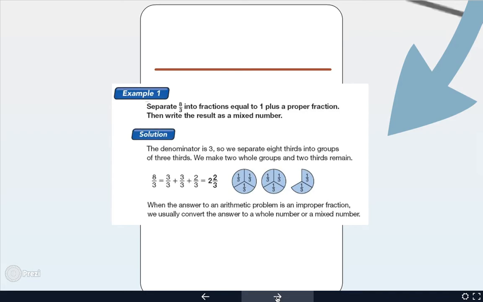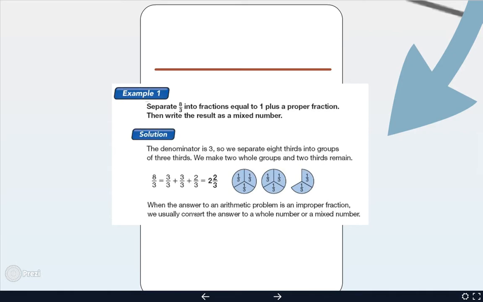Okay, so we're going to separate 8/3 into fractions equal to 1 plus a proper fraction, and then we're going to write the result as a mixed number. So we look at 8/3, and this is how we're going to look at it. We're going to separate them into things with the denominator 3. So we have 3/3 plus 3/3, which is 2 wholes, right? And that's 6. Now we have 2 left over to make up the 8. That's 2/3. So we change 8/3 to 3/3 plus 3/3 plus 2/3, and then we find that we have 2 wholes and 2/3 left over.